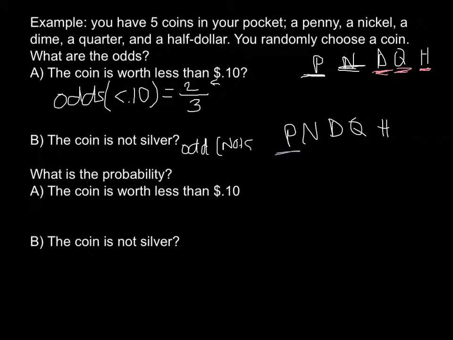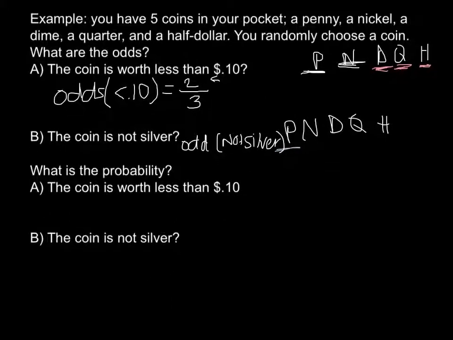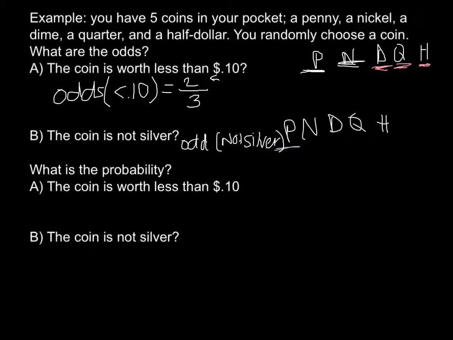not silver. The odds of not silver equal 1, because just the penny's not silver, over how many do we not want to have? We don't want the nickel, don't want the dime, don't want the quarter, don't want the $50, so that would be 4. 1 in 4 are your odds that you will choose a not silver coin.